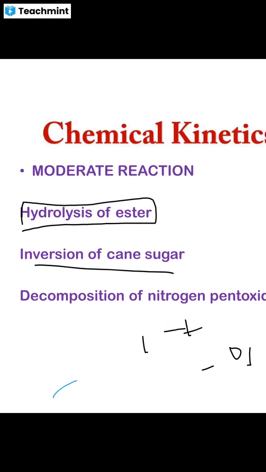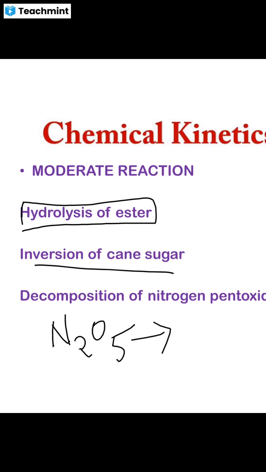Decomposition of nitrogen pentoxide, right? How does nitrogen pentoxide get decomposed? Look here, it is N2O5, that is nitrogen pentoxide. It is decomposed into NO2 and O2. This is the decomposition of nitrogen pentoxide. This also takes place at a slow to moderate speed.